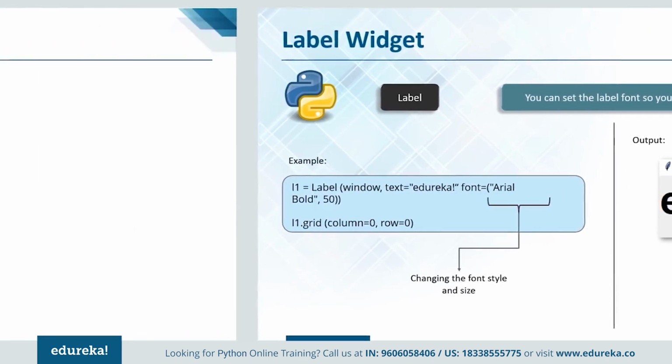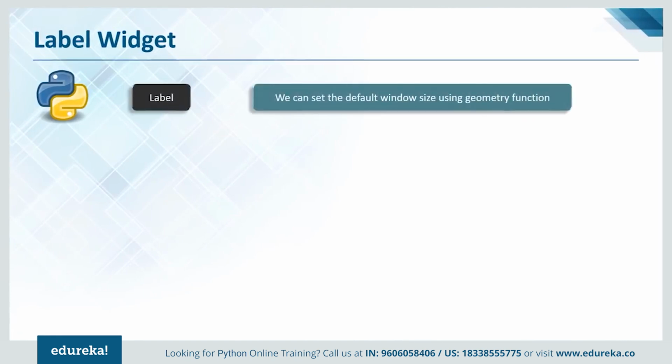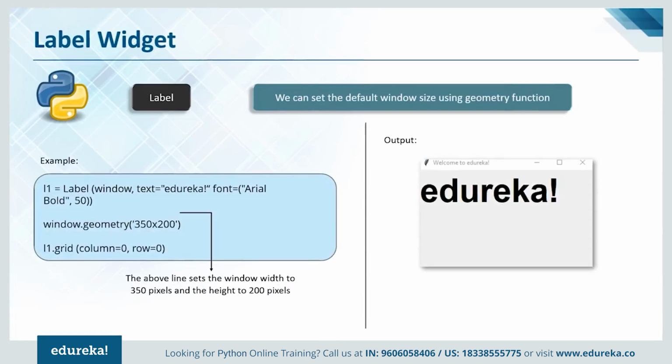Simple, right? So there is something called the geometry function, guys. It is basically used to change the window size and set it as per our requirement. In this case, we have set it to be 350 pixels in width and 200 pixels in height, as you can check out from the left side part of the code.